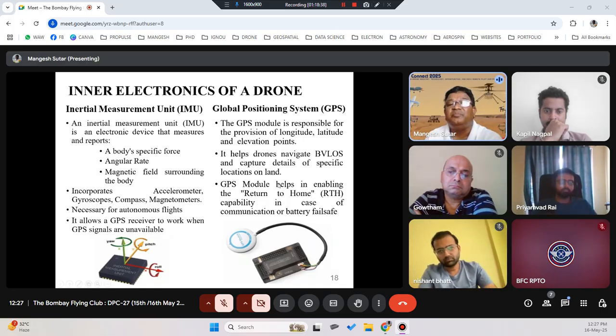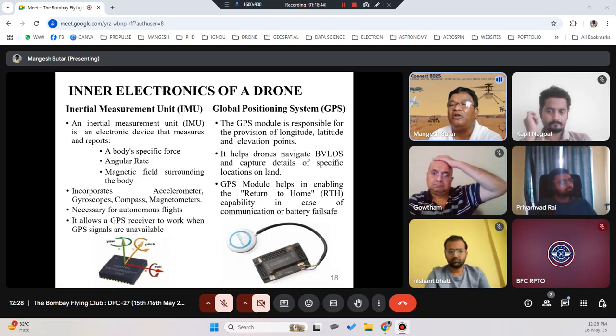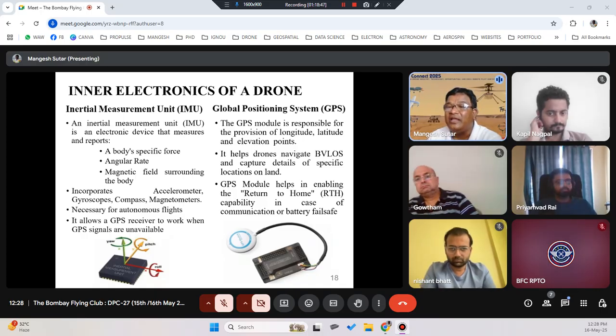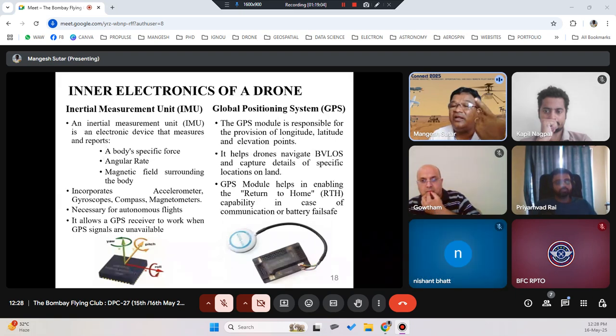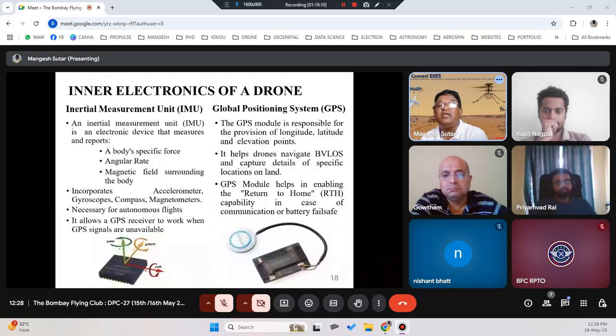Okay. So the GPS module helps in enabling return to home. The moment it takes off from a particular location, that is the RTH or RTL position, it will remember that position, those GPS coordinates. That coordinate will be stored in the memory of the flight controller. The moment you trigger RTH or RTL, or the moment it is triggered autonomously, it will automatically come to its RTH or RTL location, in case of communication failure or battery failsafe. So, do you think RTH and RTL are different or the same?